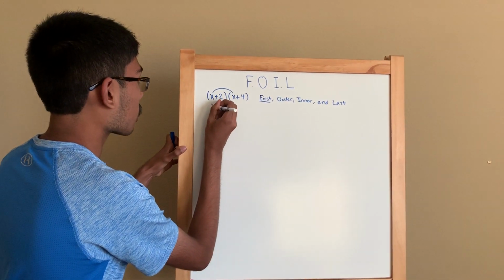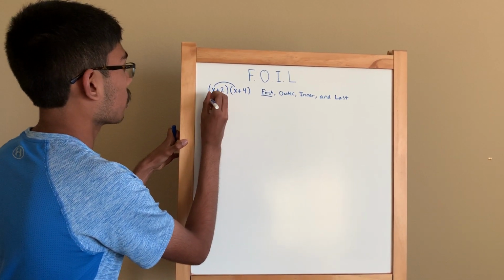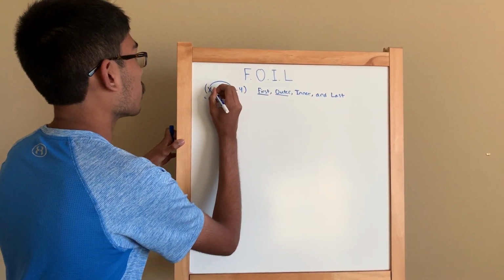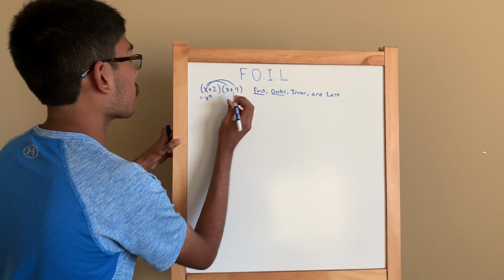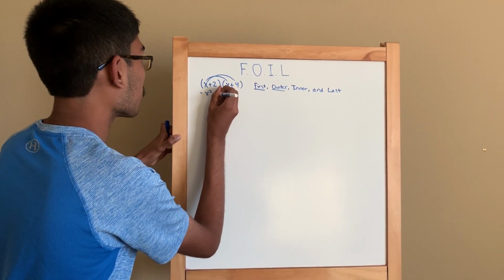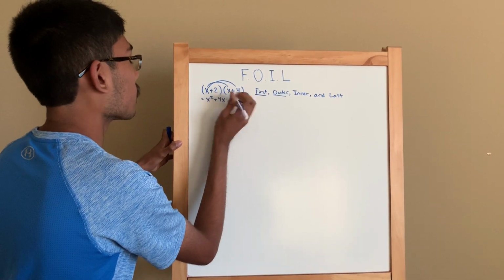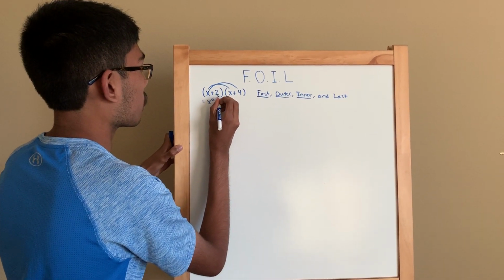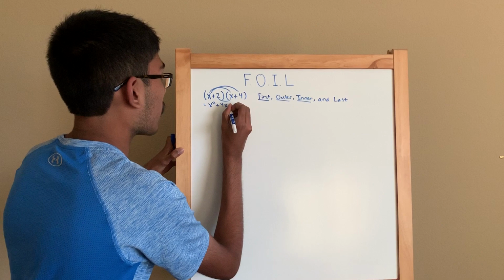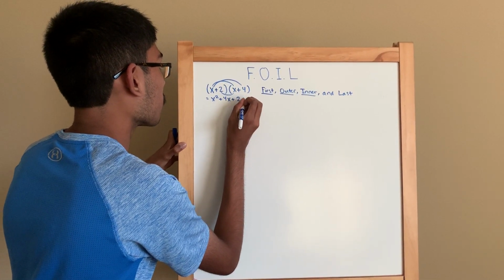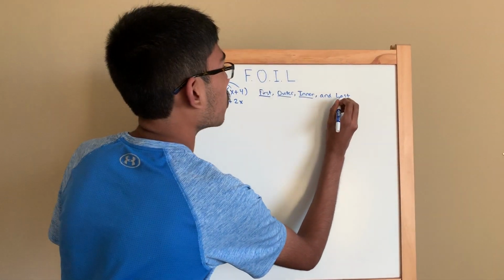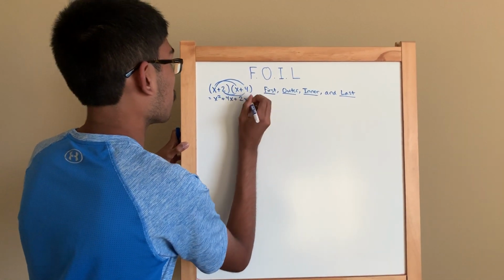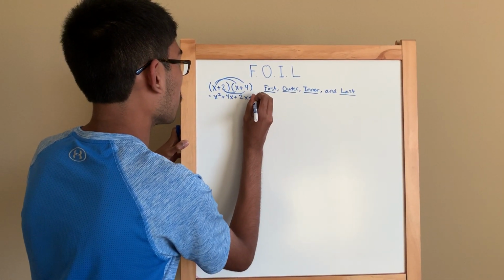will get you x squared. Then you need to do the outer term, which is this, and that's 4 times x, which is 4x. Then you do the inner terms, which is this, and that's 2x. And finally you do the last term, which is simply 2 times 4, which is 8.